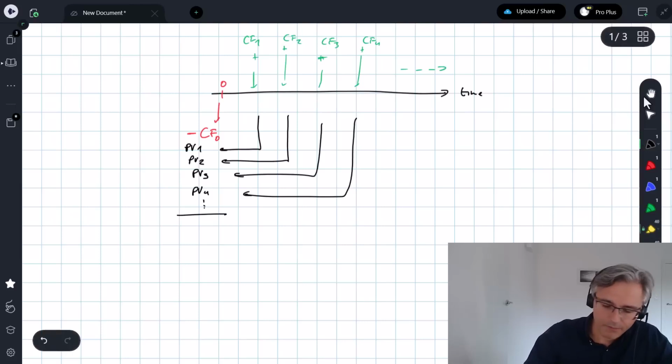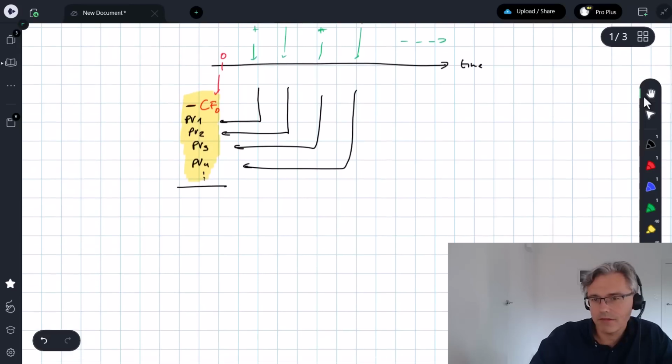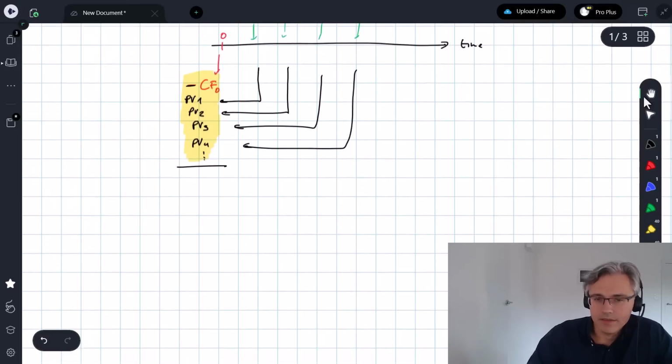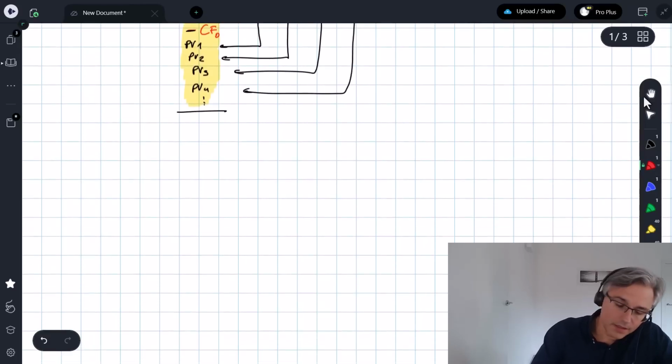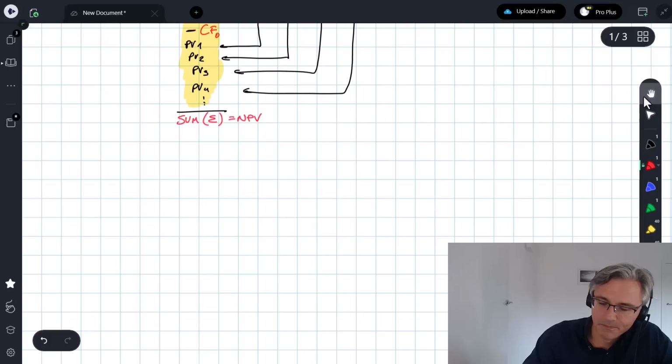And ultimately, when we add up all these present values and the initial outlay, which happened at time 0, so it doesn't require any discounting at all, we get a sum. Sorry, that's not how you spell sum. Okay, and that is basically your NPV, net present value.